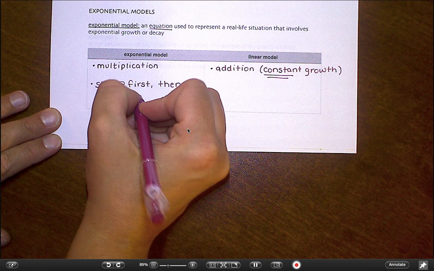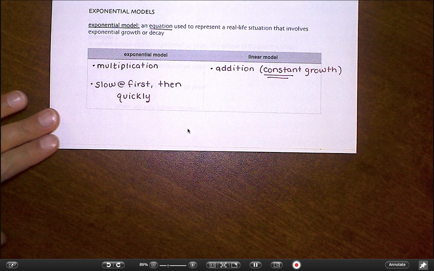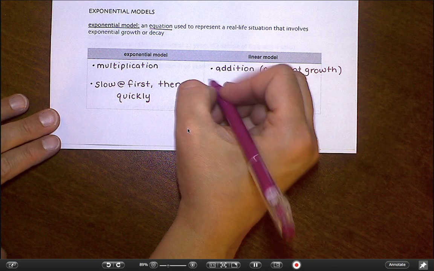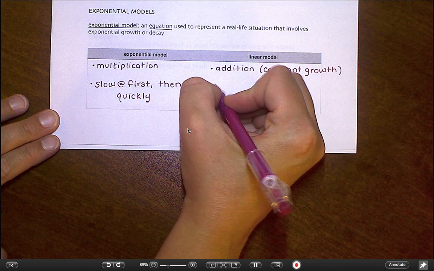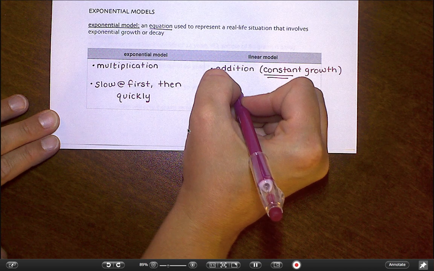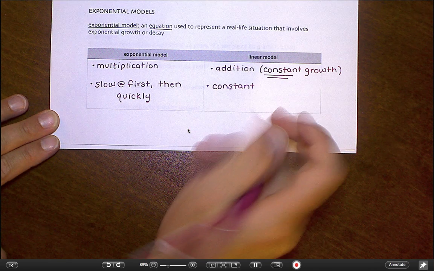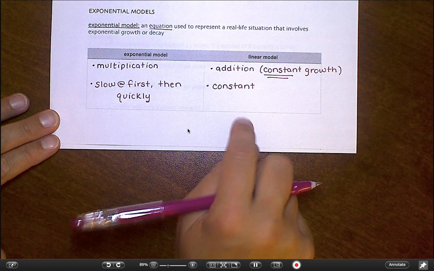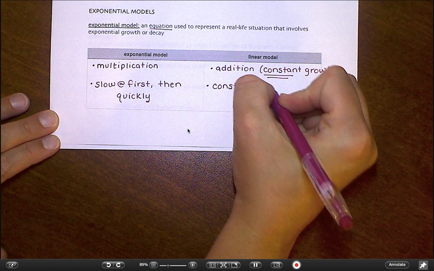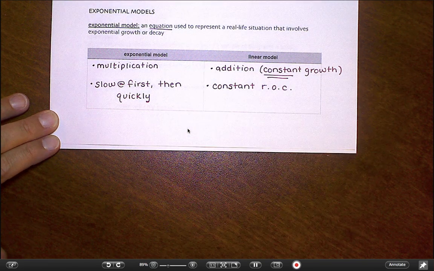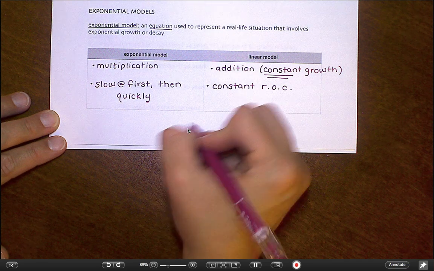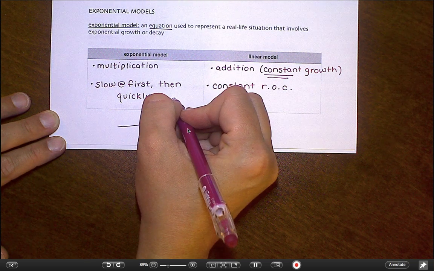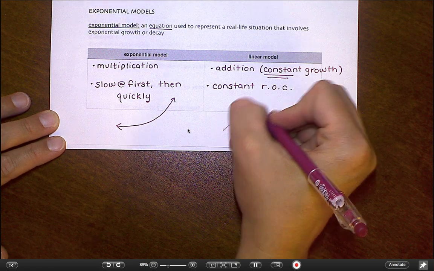So any sort of situation that involves exponential growth is going to move very quickly eventually, whereas linear growth is constant, grows at the same rate the whole time. And that's why we get that concept of slope when we're talking about linear modeling, because slope is that constant rate of change. I'm going to put rate of change here. So just to remind you, an exponential function is always going to take a shape that looks something like this, whereas a linear function is just going to look like this.